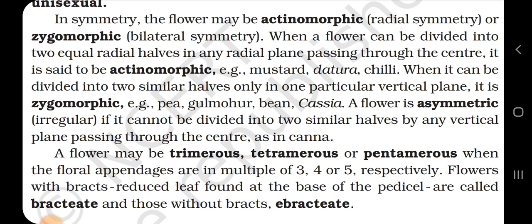A flower may be trimerous, tetramerous or pentamerous when the floral appendages are in multiples of 3, 4 or 5 respectively. Flowers with bracts, reduced leaves found at the base of the pedicel, are called bracteate, and those without bracts are called ebracteate.